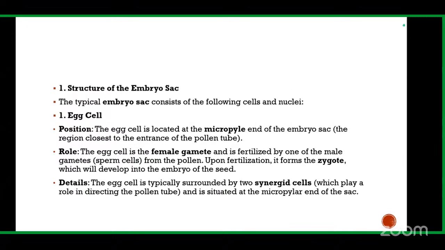So I have already discussed the egg cell. Its position is in the micropylar end of the embryo sac, the closest region to the entrance of the pollen tube. Its role is to fuse with the male gamete to form the zygote. It is typically surrounded by the 2 synergid cells, which play a role in directing the pollen tube.